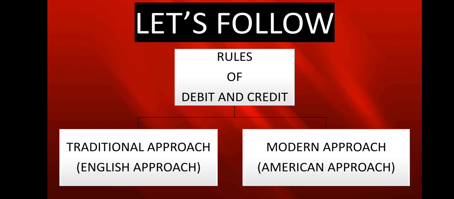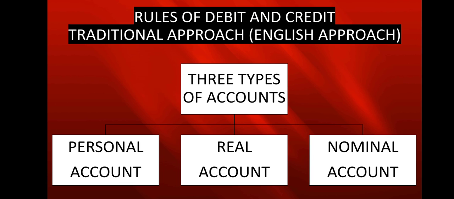So please remember, the rules of debit and credit have two approaches: traditional approach and modern approach. Traditional is also known as English approach, and modern is also known as American approach, and these rules cannot be altered. They are fixed. Let me take you to the first approach, which is the traditional approach. The rules of debit and credit under the traditional approach, otherwise known as the English approach, are put into three types of accounts.